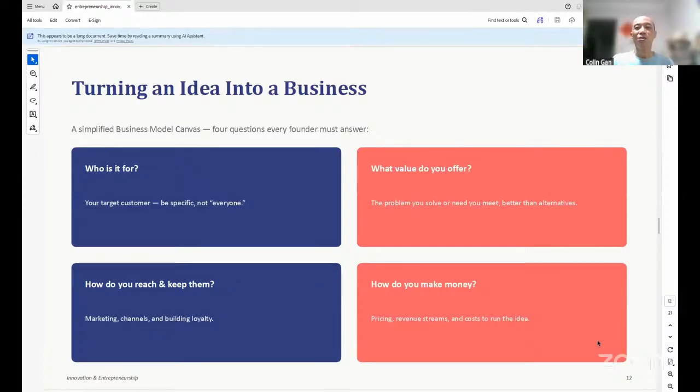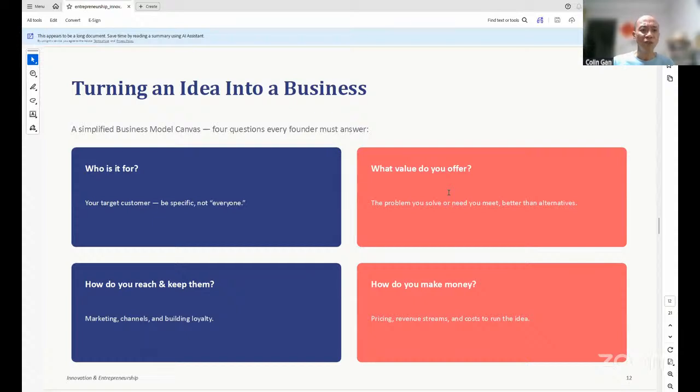Okay? And what value do you offer? The problem you solve or need you meet must be better than the alternatives. Mr. Elon Musk has shared before, if you want to make a new product or service, make sure your service is going to be 10,000 times better than your competitors, things like this.